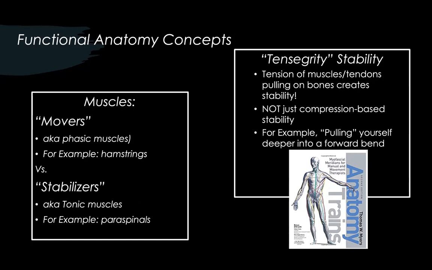So this really says that the tensions created from those muscle actions or the muscle pull is part of what creates the majority of our stability. It's not just our bones mashing together. That would be kind of too simplistic, and it also assumes that the compression force is the only thing that creates stability, and we know that's not true. So pulling yourself deeper into a forward bend, creating that active tension and that intentional tension and that pull can create stability.